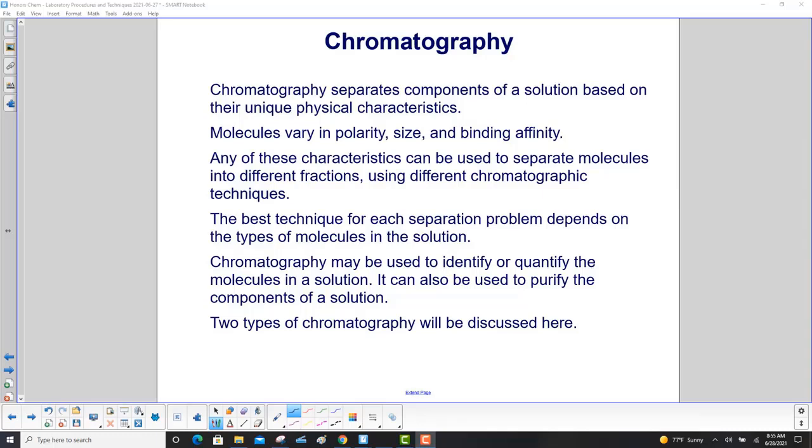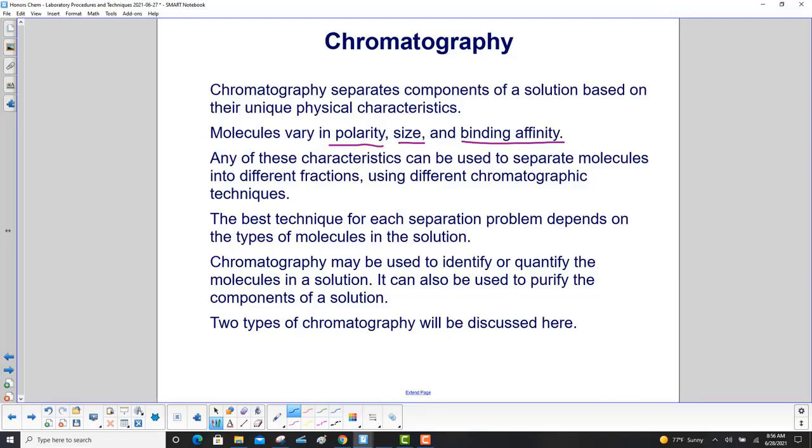Chromatography separates components of a solution based on their unique physical characteristics. Molecules vary in polarity, size, and binding affinity. Any of these characteristics can be used to separate molecules into different fractions using different chromatographic techniques. The best technique for each separation problem depends on the types of molecules in the solution.